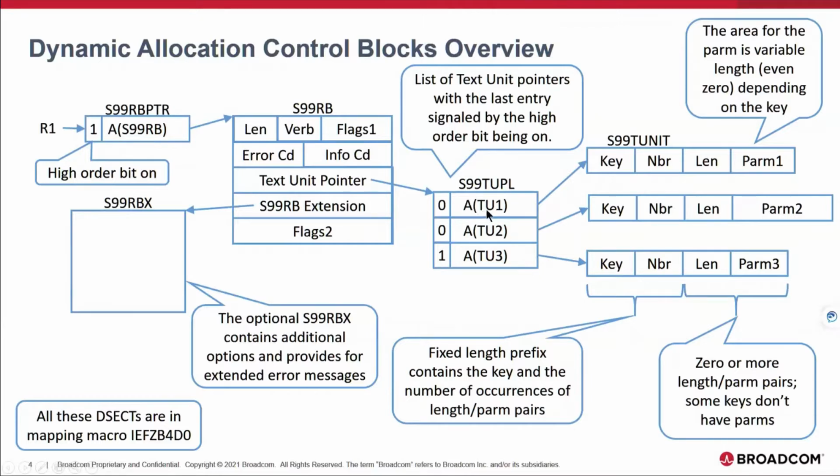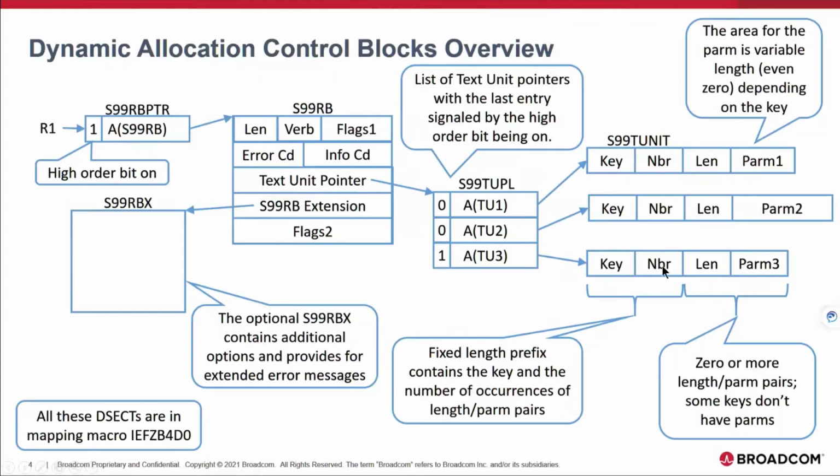And they also point to text units. Now, in the text units, the first two fields here are 2-byte fields, and they are fixed format. The first 2 bytes contain an allocation key. It says what we're representing here, and then the number of occurrences of a length and parameter pair. So for most parameters, there's just one of them, so you would see the key, a value of 1, a length of that value, and then the value. Some are reserved and have no parameter area, so it's just the key and a 0 here.